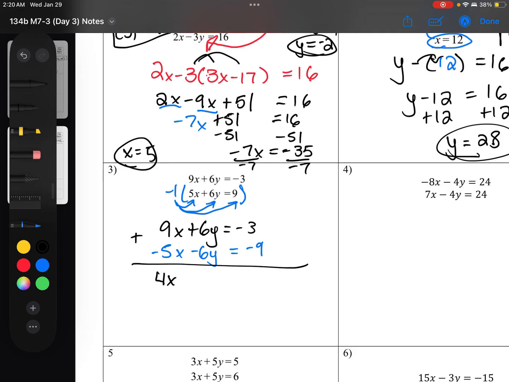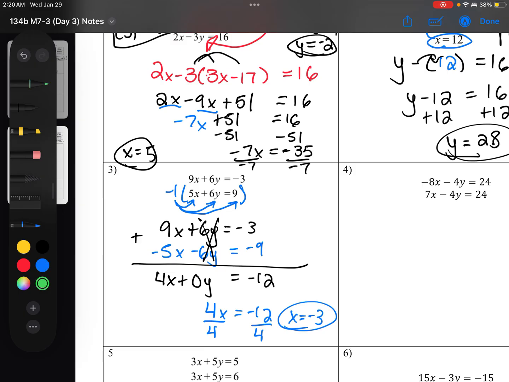That's going to be 4x. Those cancel out, so you get 0y, and then equals negative 12. Remember, the 0y doesn't matter, so it's just 4x equals negative 12. Solve for x, divide 4 by both sides, and you get x is equal to negative 3.